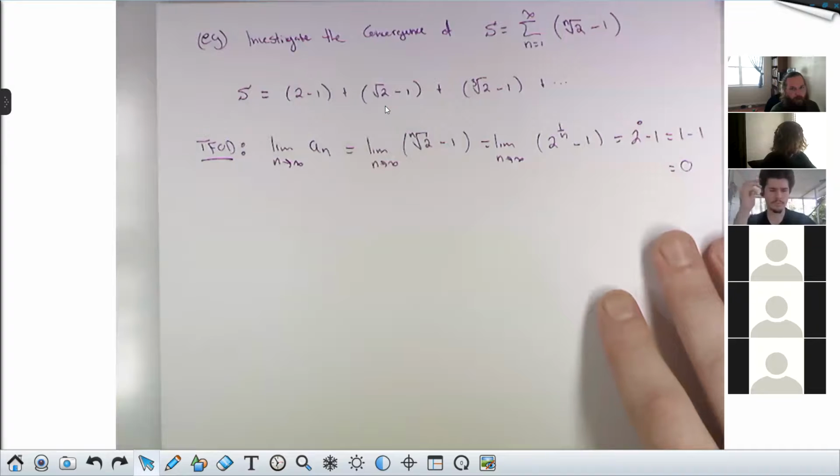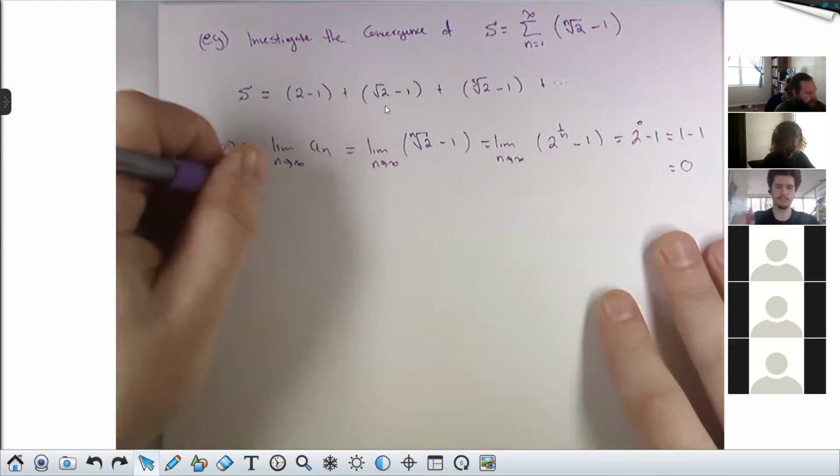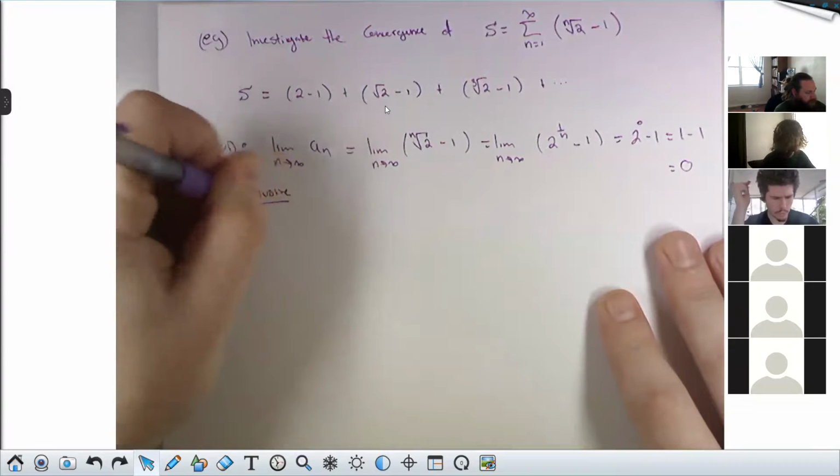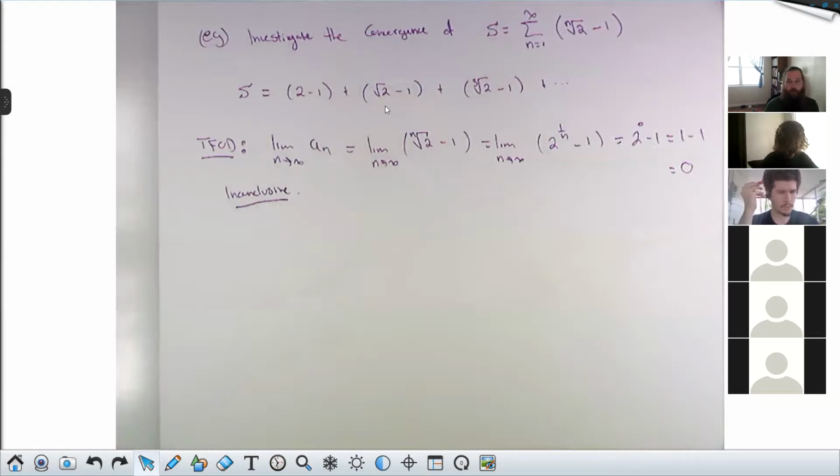So do we learn anything? No, this is inconclusive. Remember, if the limit of the a_n is not 0, then the series diverges. If the limit of the a_n is 0, then TFOD is inconclusive.